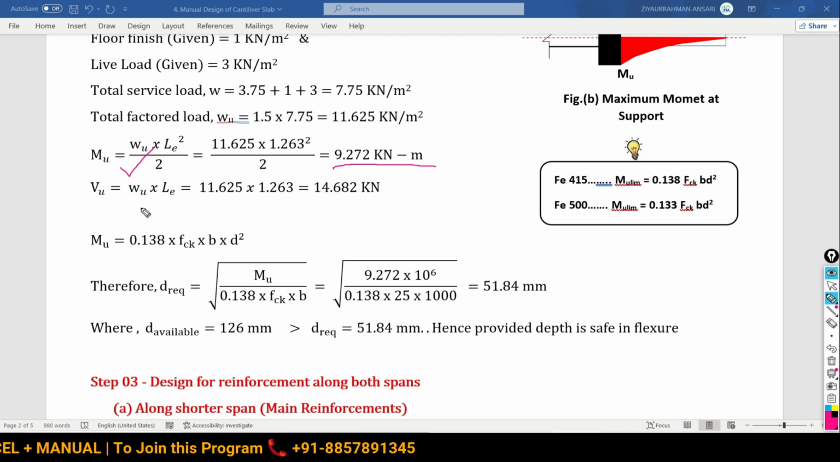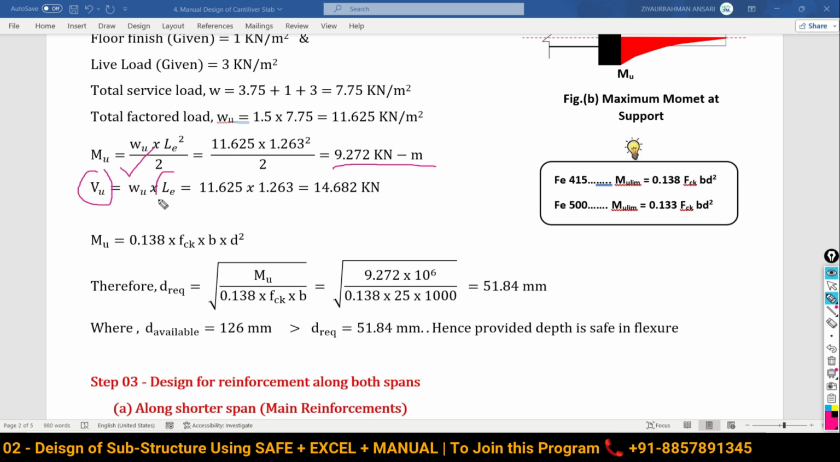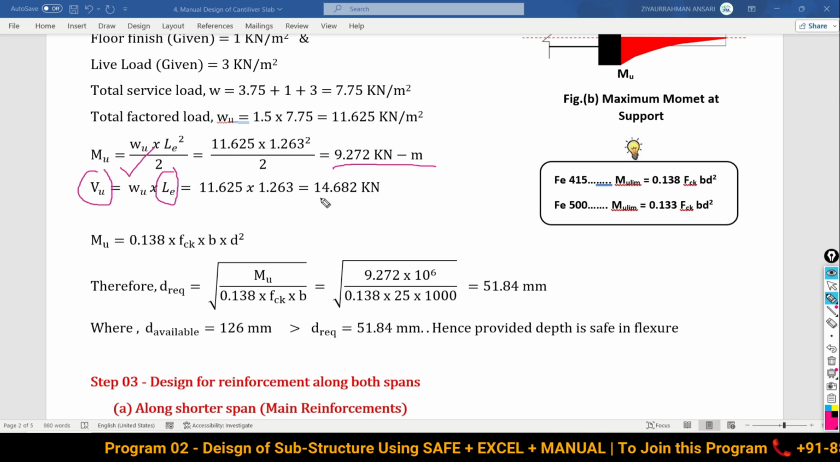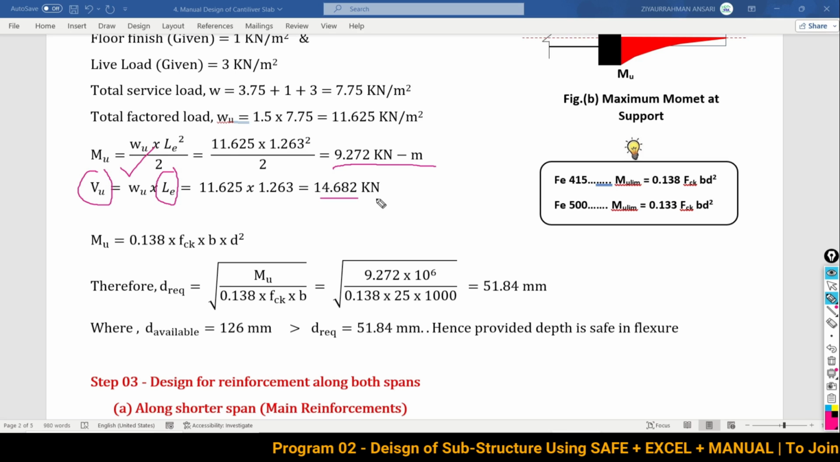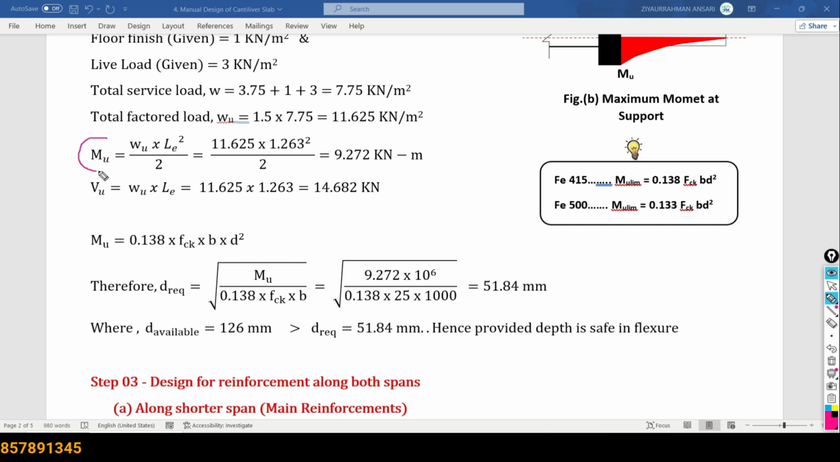Likewise, if you would like to calculate the maximum shear force, the total load you have to multiply with the effective span. So finally we are getting 14.682 kilonewton. Now the ultimate moment of resistance of the section is going to become what? 0.138 fck b d square. This is the moment capacity which is going to be developed.